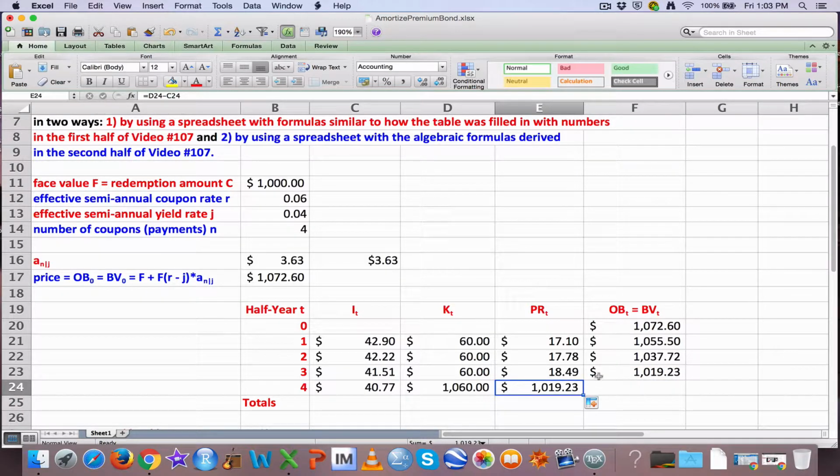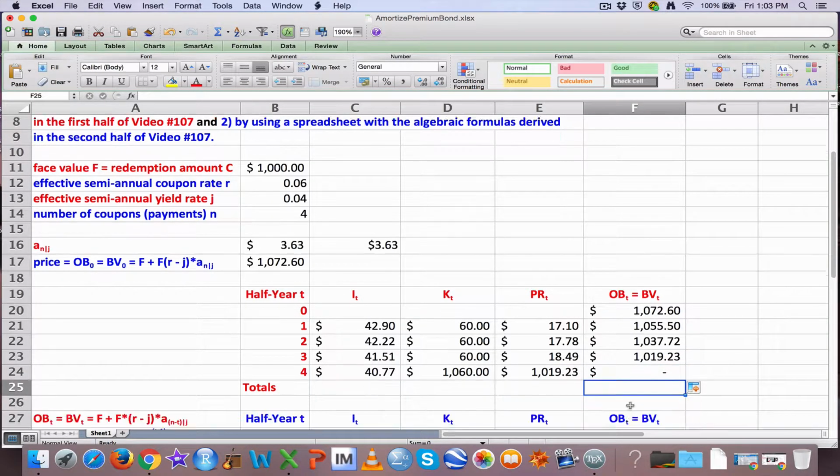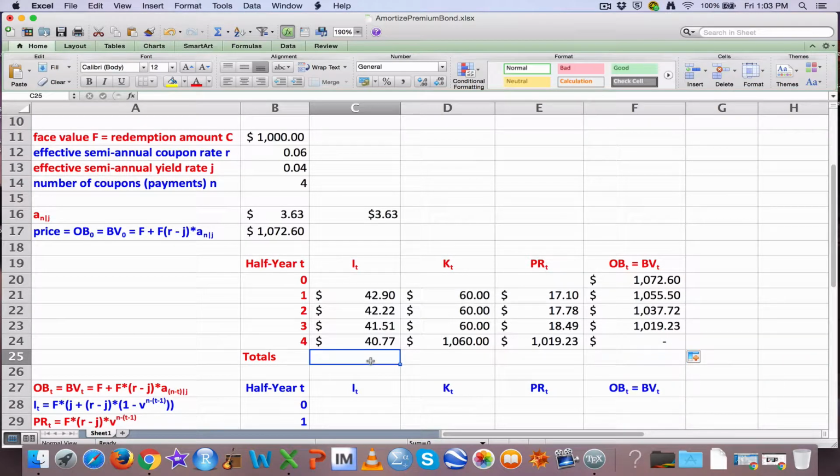Notice these two numbers match. So we're going to get a final balance of 0 at the end. I can do totals with equals SUM, the built-in spreadsheet function. Add up those interest amounts to get 167.40, just like I did in video number 107. I can copy that formula here to get 1,240 for the total payments to you from the corporation or government entity.